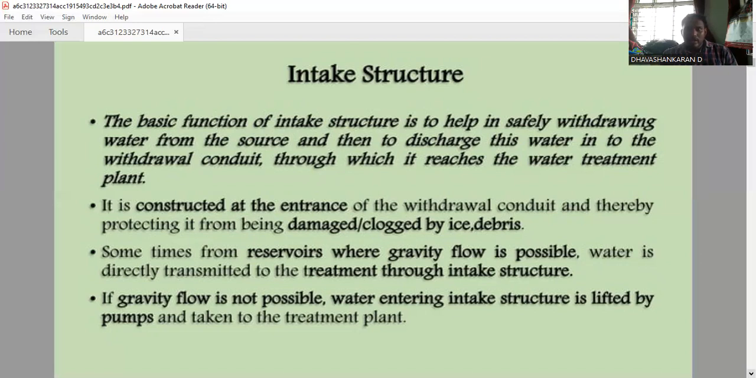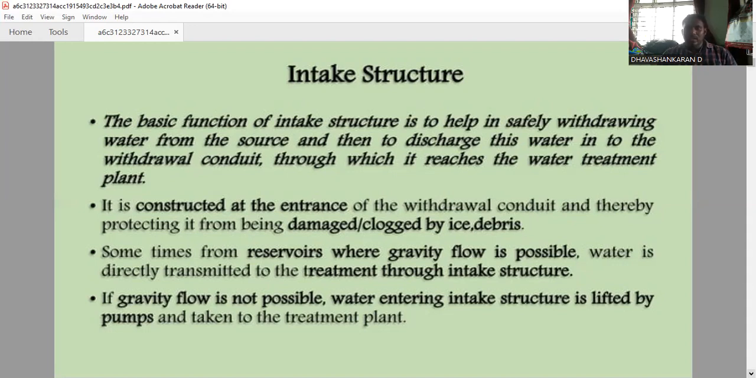While we are taking the water from the sources, we have to deliver the water to the treatment unit. Then the treatments are processed, and then it is delivered to the public. It is constructed at the entrance of the withdrawal conduit, thereby protecting it from being damaged or clogged by ice and debris.